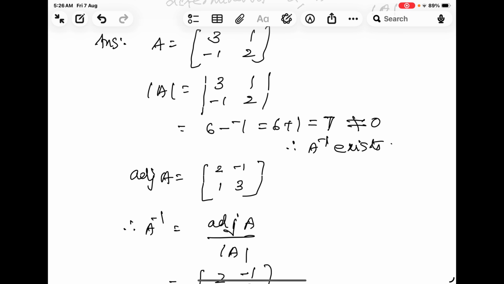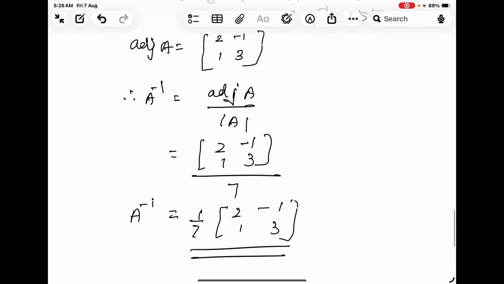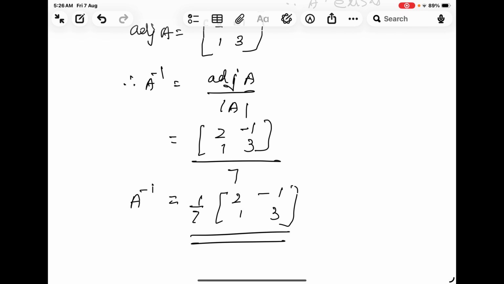Then we want to find adjoint A. This is a 2 by 2 matrix, therefore we can do it easily. Interchange the diagonal elements 3, 2, so 2, 3. And change the sign of the other diagonal elements: negative 1, and in the second row first element becomes 1. Then A inverse equal to adjoint A by determinant A, that is matrix 2, negative 1, 1, 3 divided by 7. Therefore, A inverse equal to 1 by 7, 2, negative 1, 1, 3. In these two cases, this A inverse is the same.